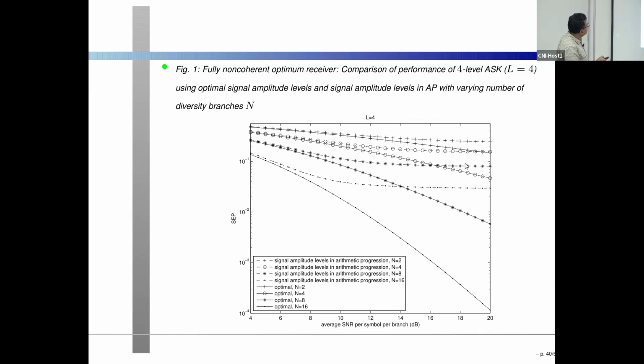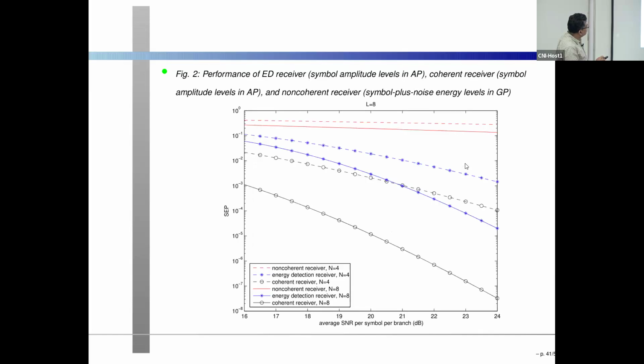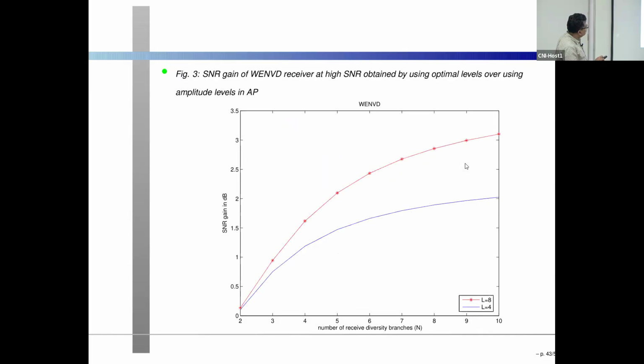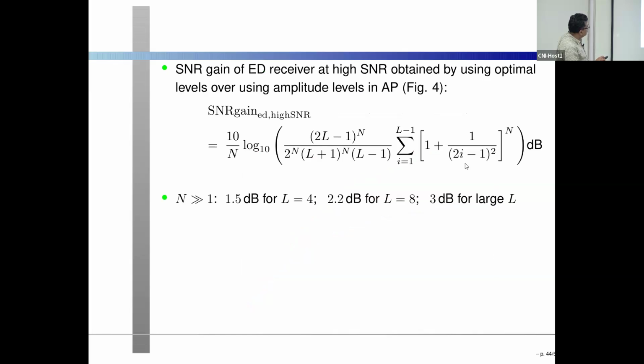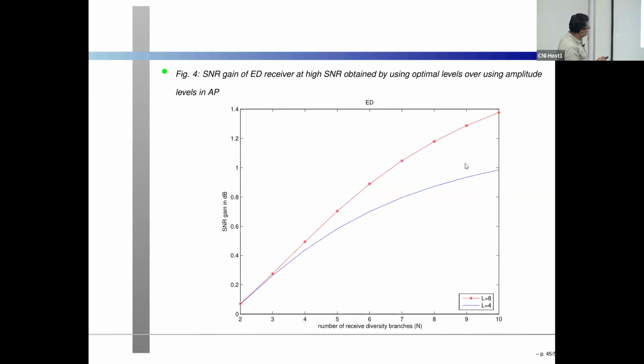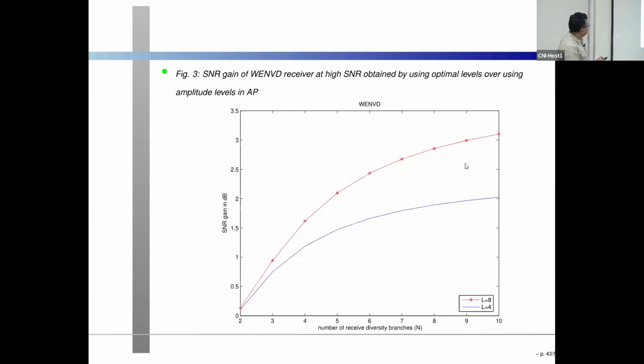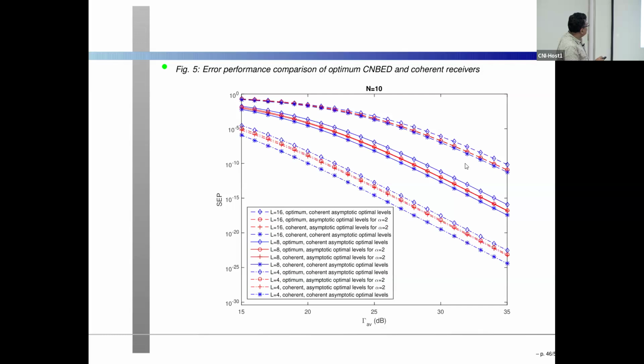Next, next. ACP you have calculated, no? This is not ACP, this is SNR gain. Figure 5. Oh, I have not come to that. Oh, this is just a performance comparison.